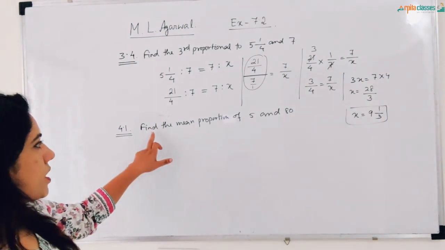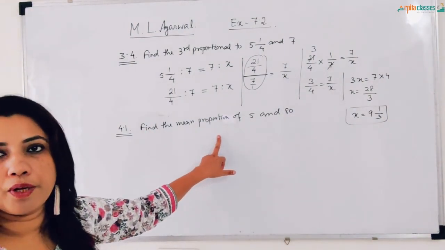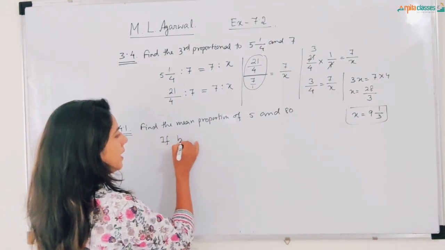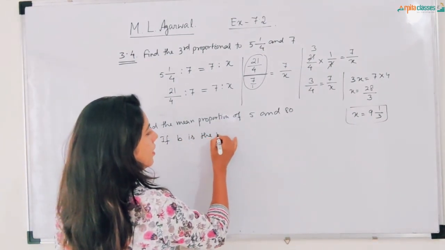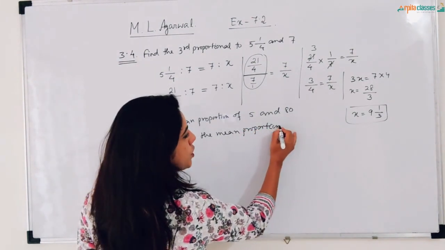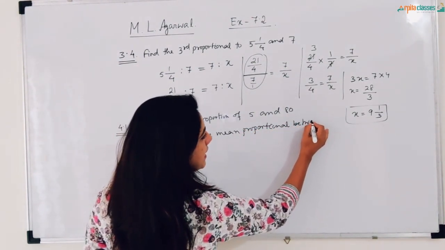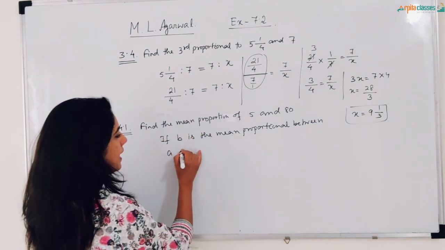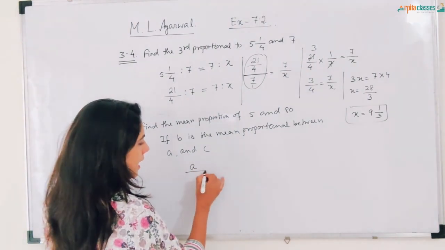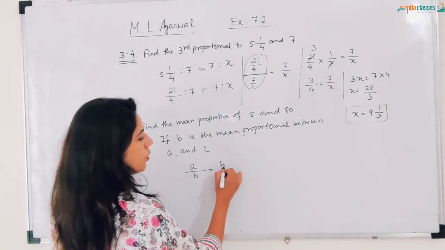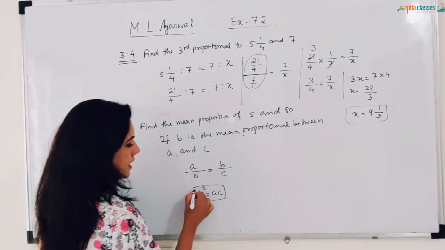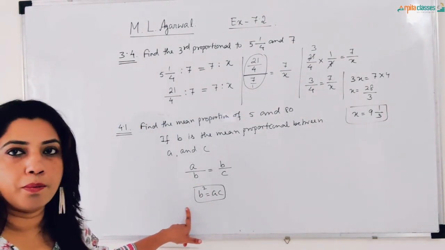Now, the next question is find out the mean proportional. Okay, now what is a mean proportional? Suppose B is the mean proportional between A and C. So basically we can write this way: A by B is equal to B by C, that is B squared is equal to AC. This is the criteria for the mean proportional.